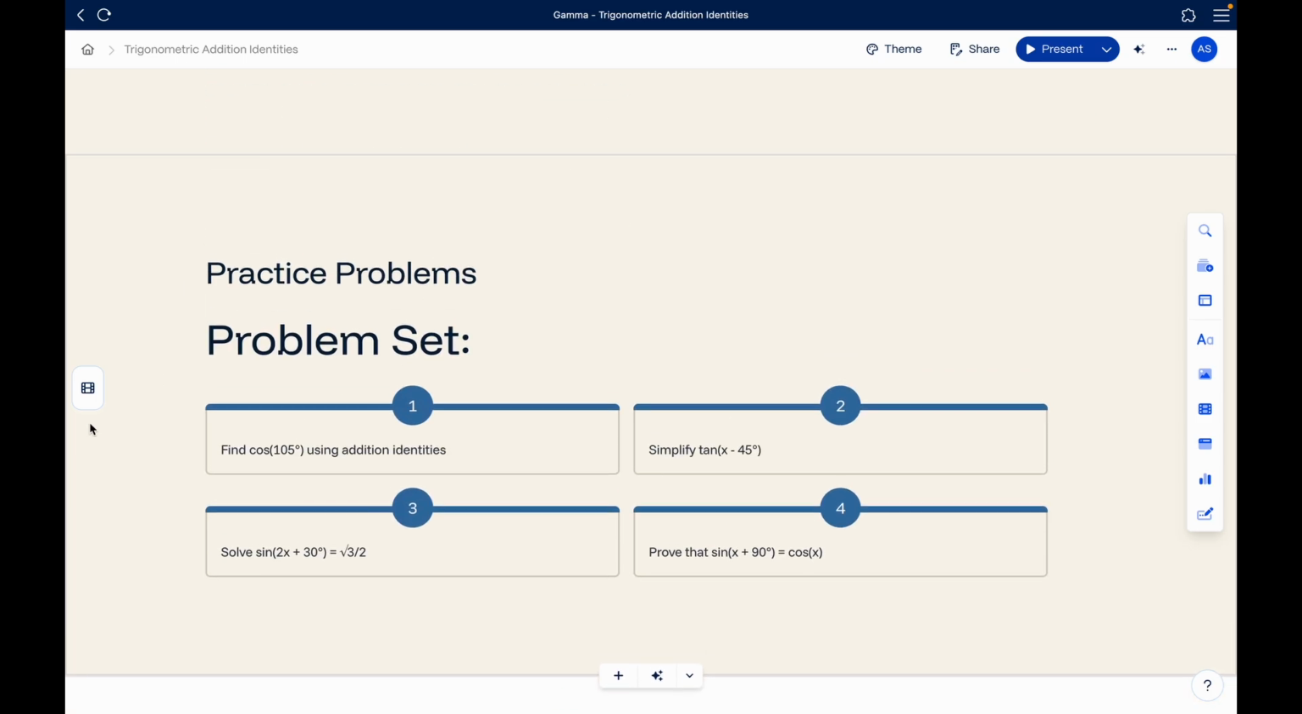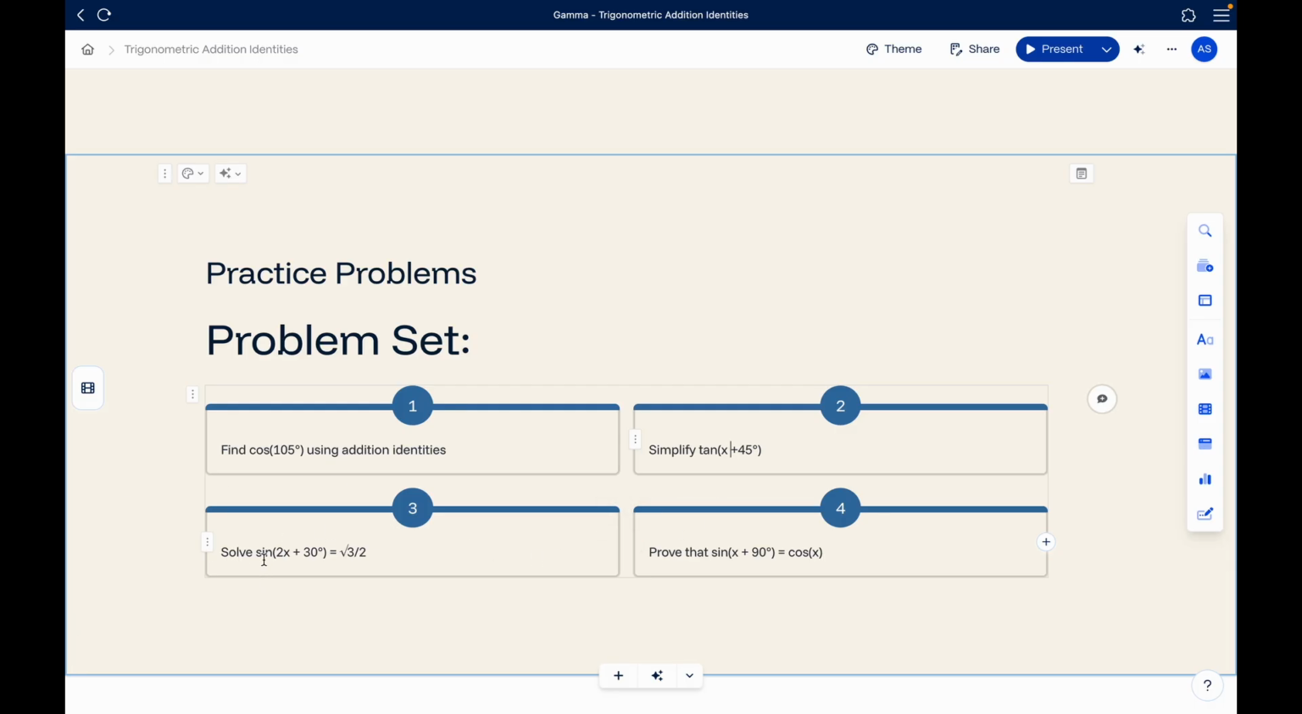Here are a few practice problems. The first one is finding cosine 105 using addition identities. The second one is to simplify tangent of x minus 45. I don't know why I put that there.